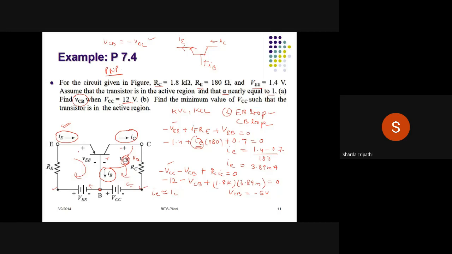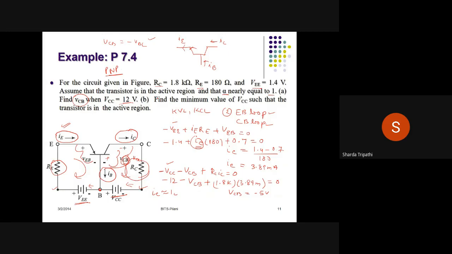What are the voltage drops? One voltage drop is across this junction, other is across this resistance, and other is the voltage that's applied over here. Similarly, in this loop, one is the voltage drop across the junction, one is the voltage drop across this resistance, and then this voltage is applied over here. If you understand this, then you can solve these questions like before.